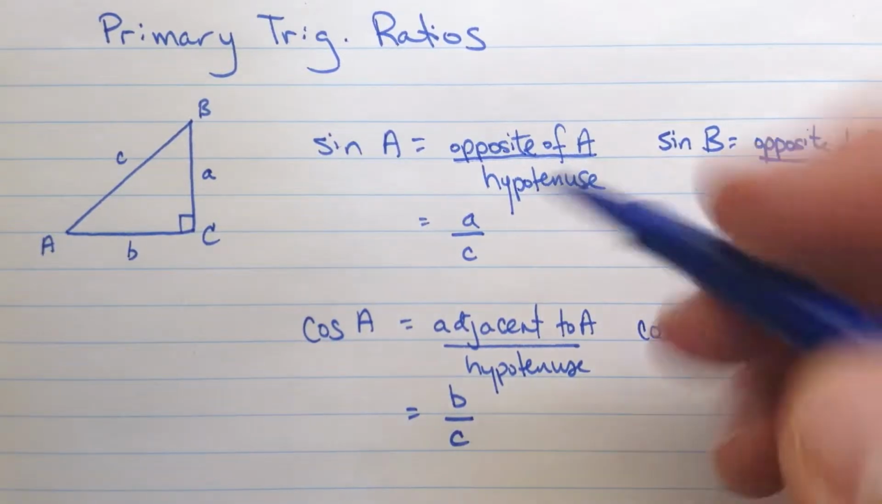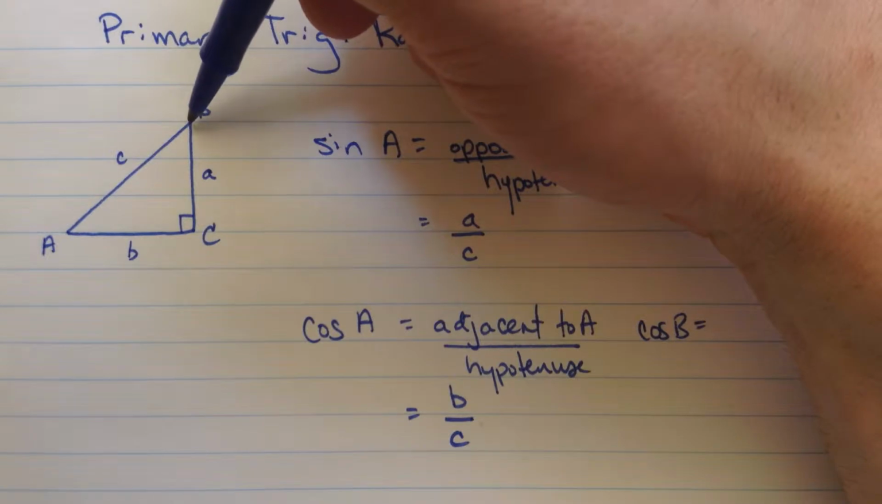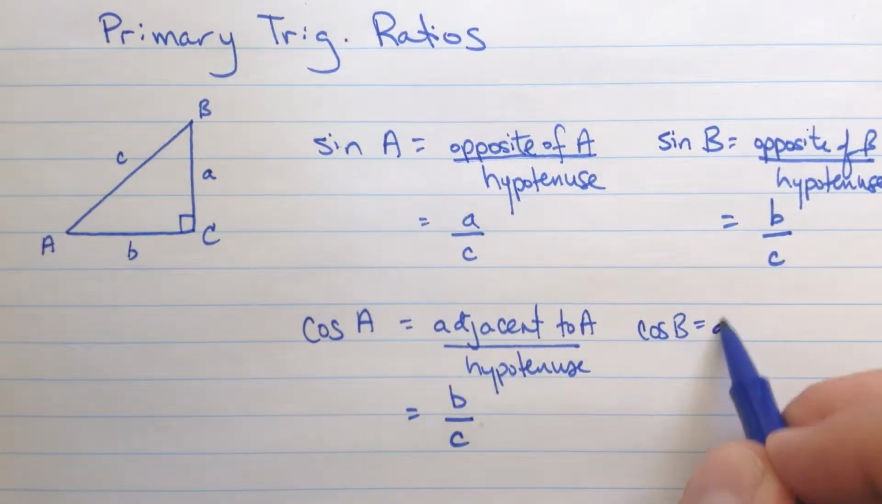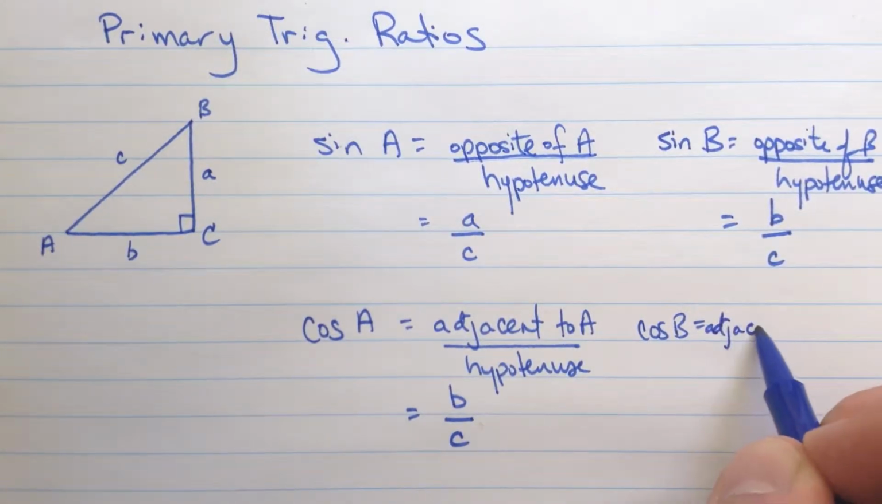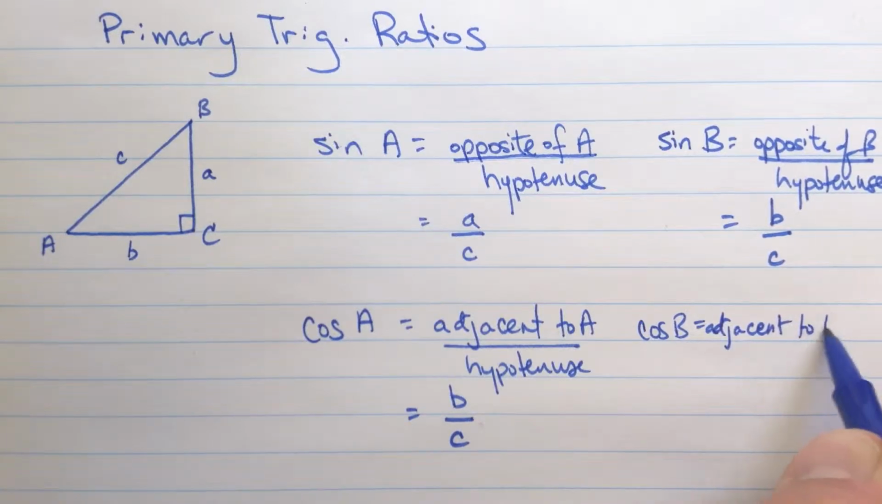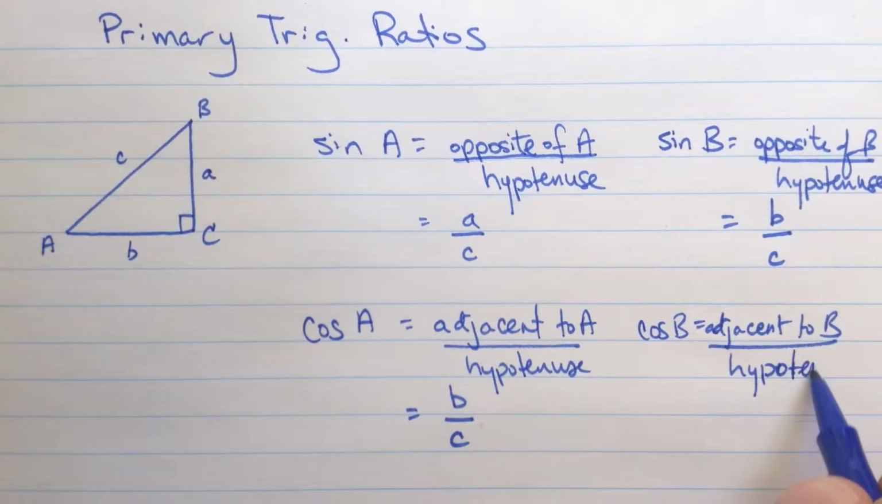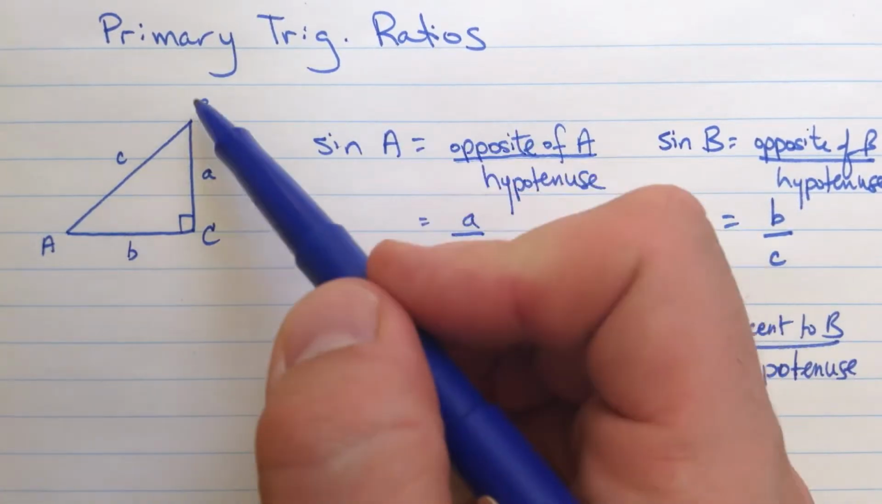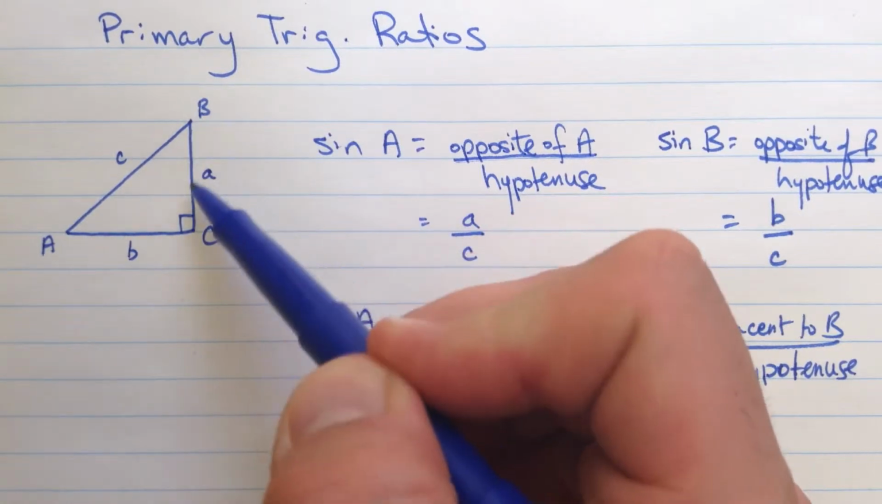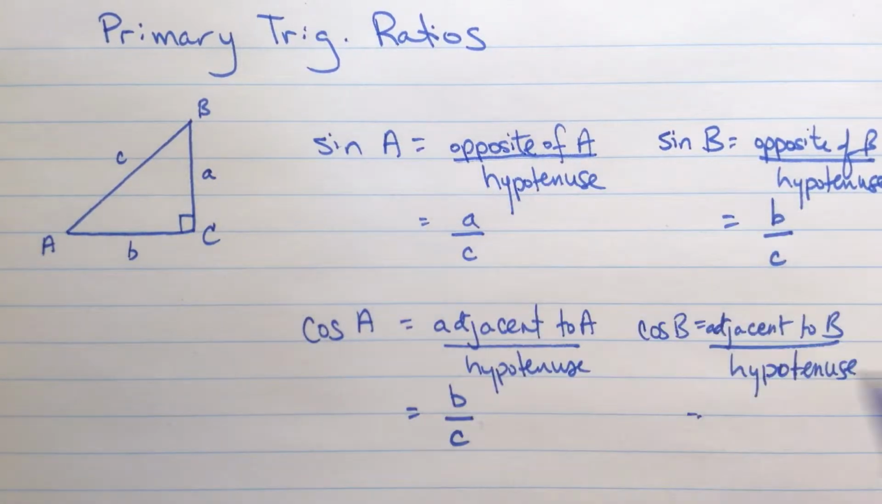Cosine of B, so there's B. If we measure the cosine of B, we want the side that is adjacent to B, and we divide by the length of the hypotenuse. So these are all lengths. Adjacent to B, there's B, there's the hypotenuse, so the other side here is the adjacent side, that's little a, and we divide by C, the hypotenuse.